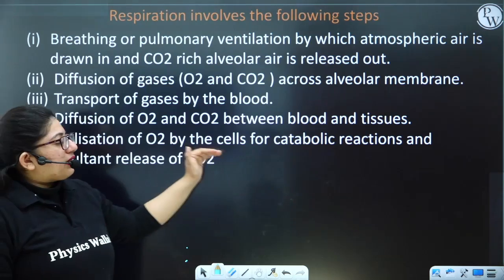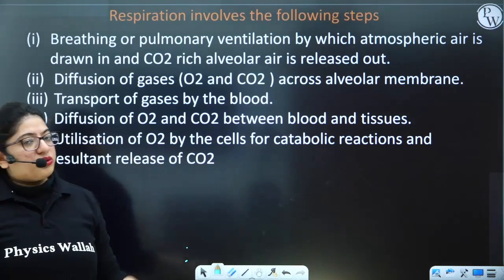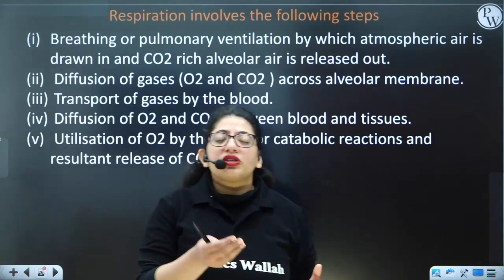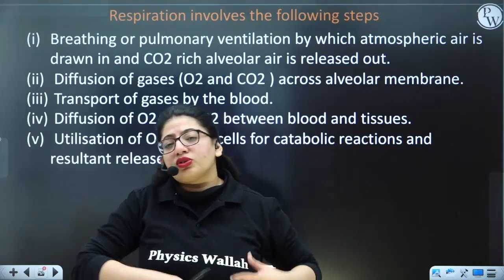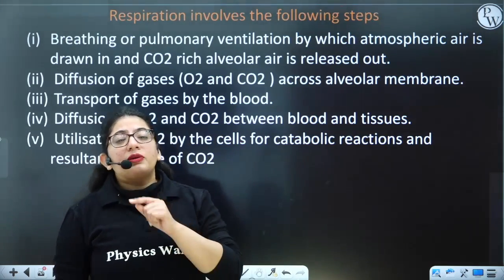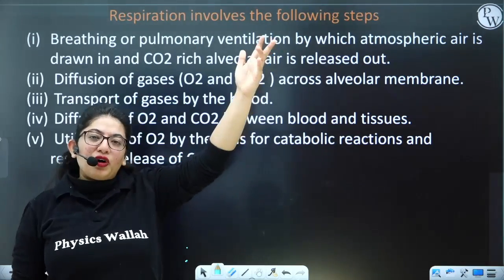Utilization of oxygen by the cells for catabolic reactions and resultant release of CO2, that we have discussed. Now, what is happening? That oxygen is entering into the tissue. Tissues are using O2. They are producing CO2. CO2 will move back into the blood. From the blood, it will be transported back to the alveoli, and there it will move out from your lungs.